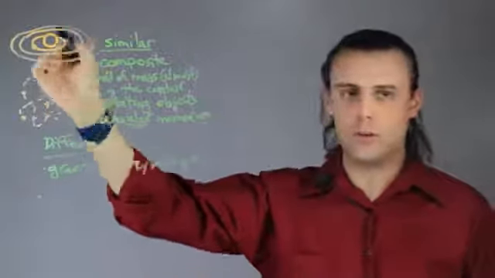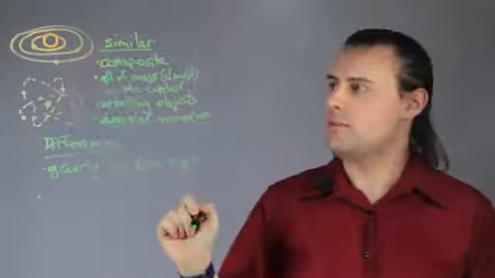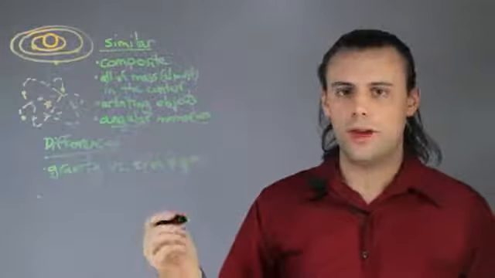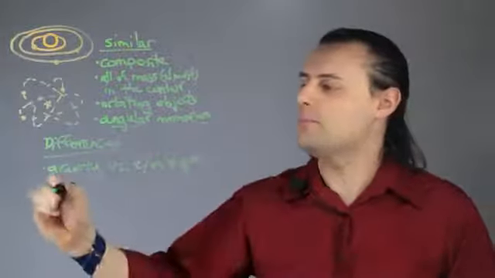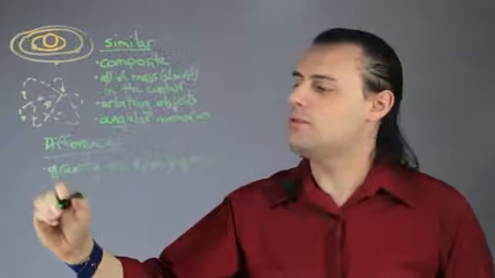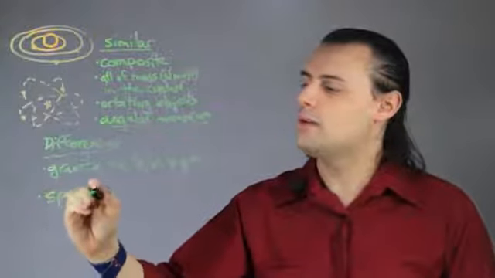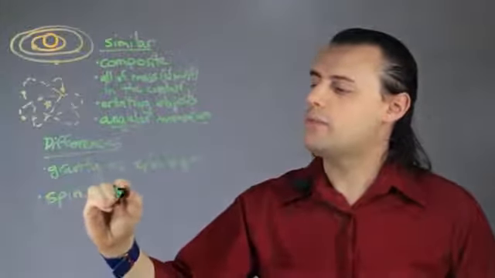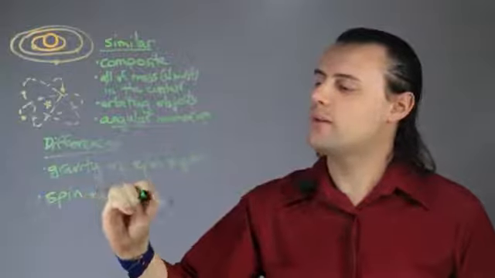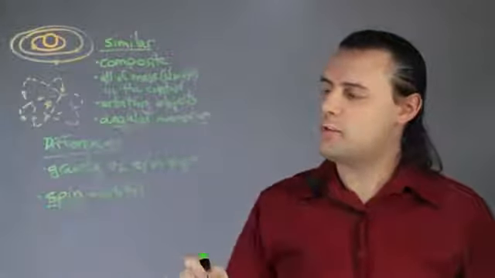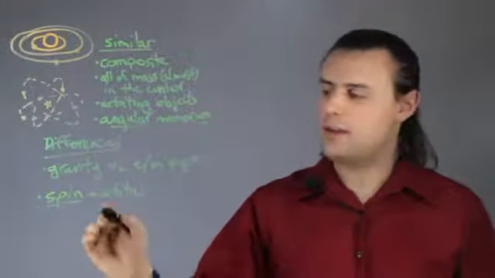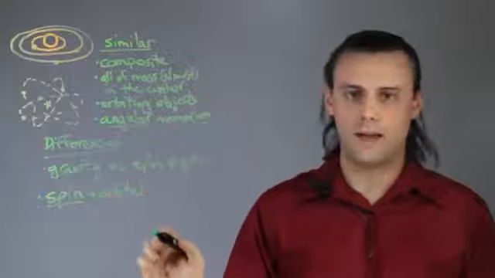Another big difference is that the atom actually has two types of angular momentum, whereas a solar system just has orbital angular momentum in the system. An atom can also have spin angular momentum. So in addition to orbital, it also has spin.